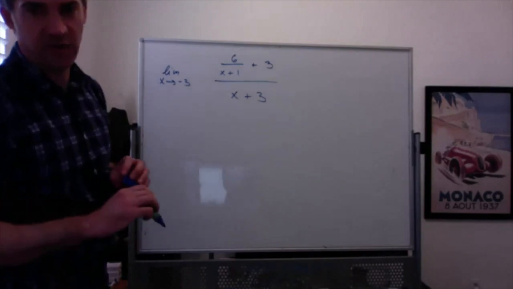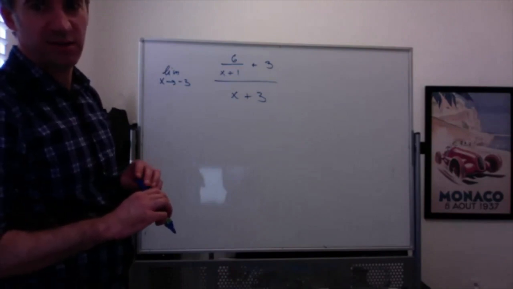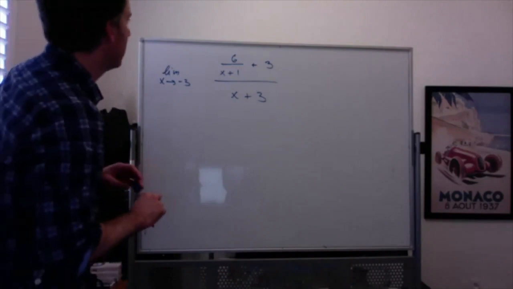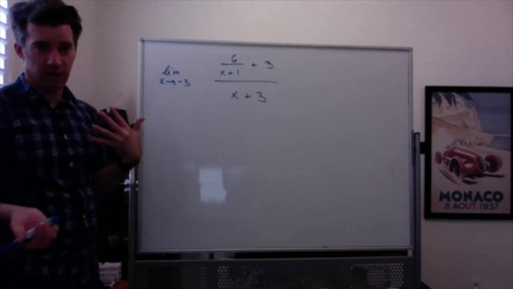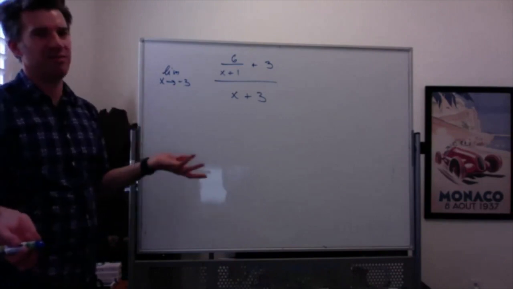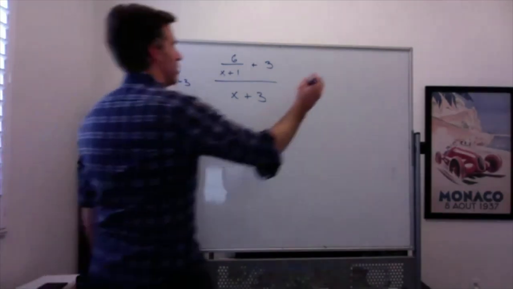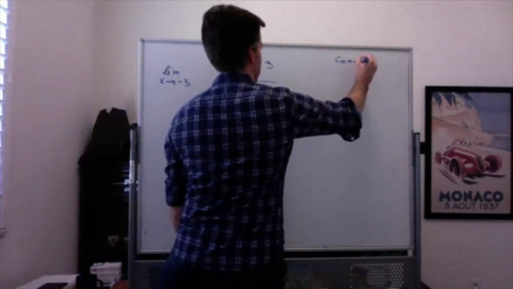I don't know if I love the 0 over 0 type I've just come up with, because it's, no, it's fine. All right. So how do you want to tackle this? There's a couple of different ways, actually. Well, they're really the same. They feel different. So we're going to use a common denominator.